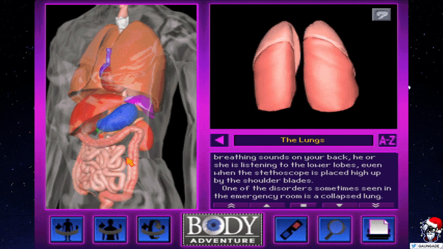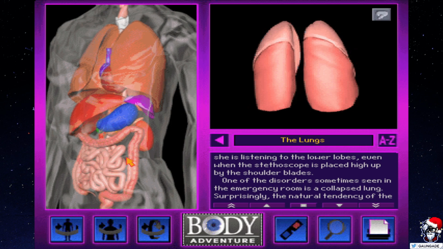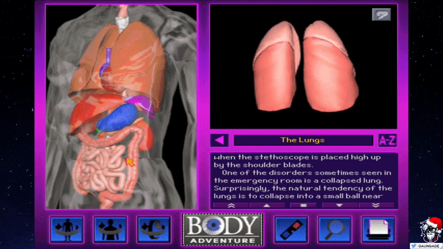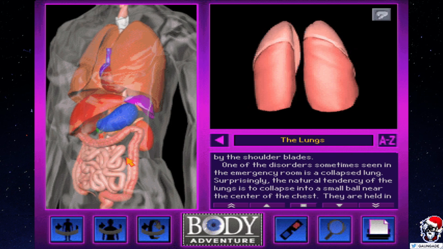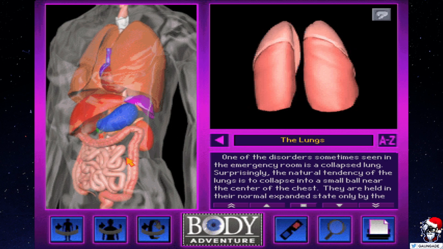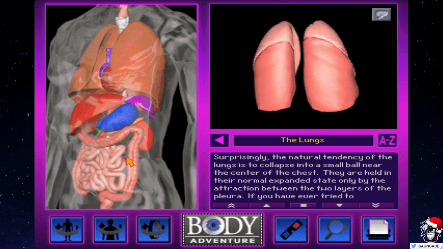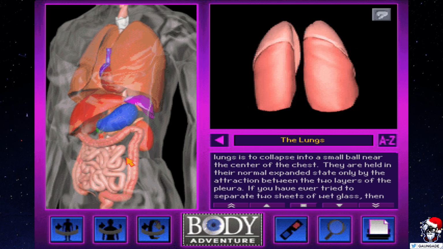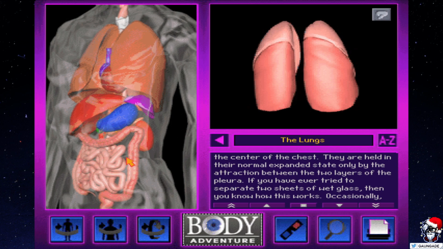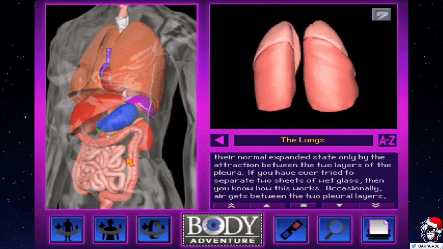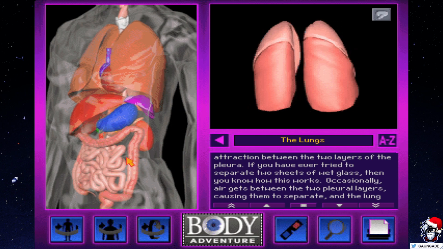One of the disorders sometimes seen in the emergency room is collapse of the lung. Surprisingly, the natural tendency of the lungs is to collapse into a small ball near the center of the chest. They are held in their normal expanded state only by the attraction between the 2 layers of the pleura. If you have ever tried to separate 2 sheets of wet glass, then you know how this works.